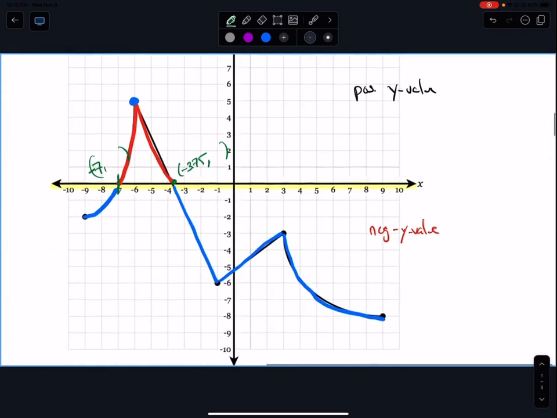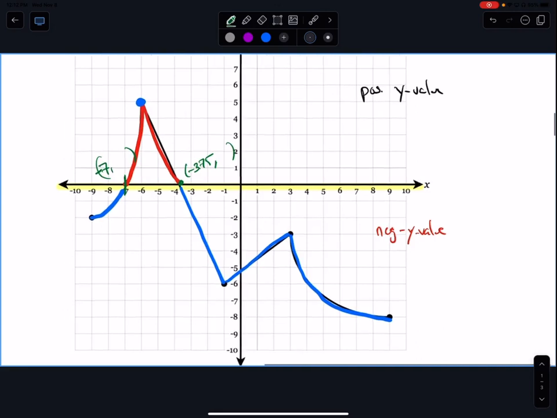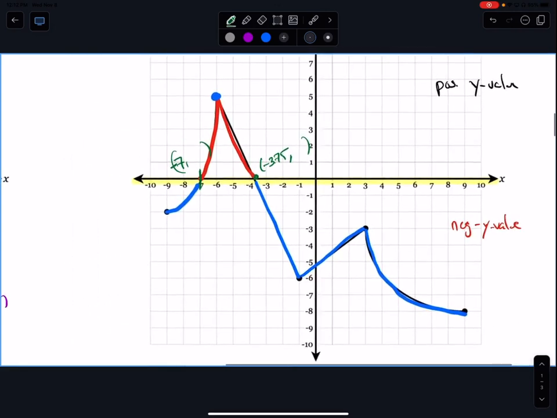All right. Where is it negative? Well, let's read this left to right. Starting here, what's the x value here? So negative 9. And where does it change from positive to negative? At what coordinate? At negative 7. Okay, so from negative 9 to negative 7, this interval here is all negative.